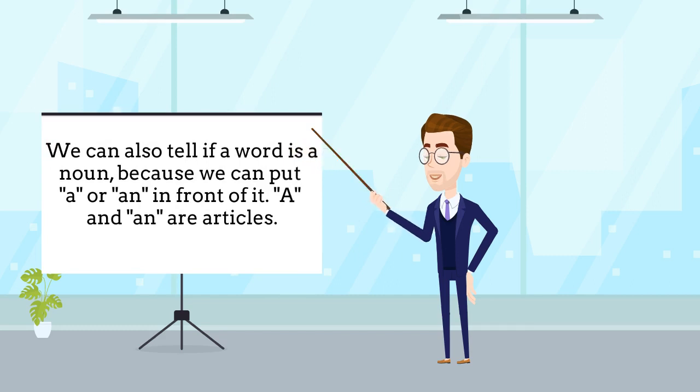An easy way to tell if a word is a noun is if you can put a or an in front of it, like a school bag, a calculator, an apple. A or an are called articles.